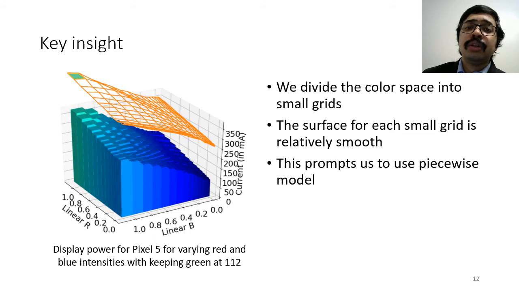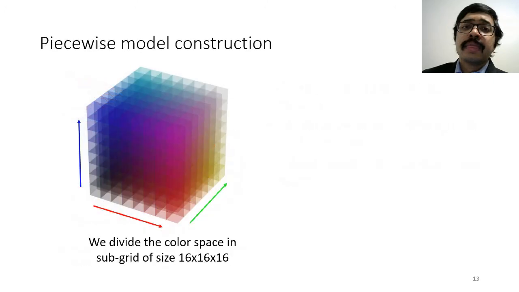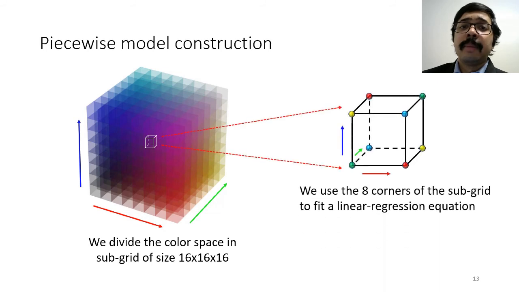This prompts us to use piecewise modeling techniques where we model the pixel power for the small grids independently. Let us see how we can apply our key insight to construct a pixel power model for the entire 3D color space. To construct the model, we divide the entire color space into small 3D subgrids. For each subgrid, we apply a linear regression to the power values observed at the 8 corner grid points to generate a pixel power model. Thus, we create a piecewise pixel power model for the entire color space.